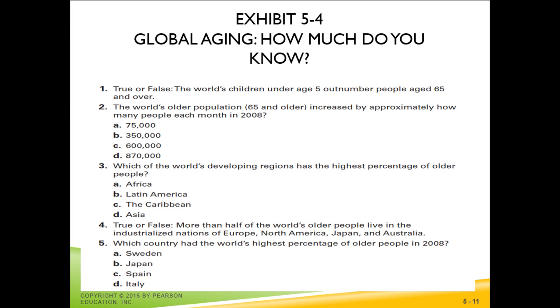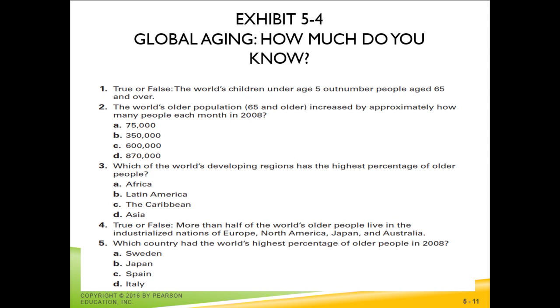How much do you know about global aging? Let's take a moment and answer these by ourselves. Number 1 is true. However, within 10 years, older people will outnumber children for the first time in our history. Number 2 is D. The older population is growing by 870,000 people each month. Number 3 is the Caribbean, with 78% of all people aged 65 and older in 2008.